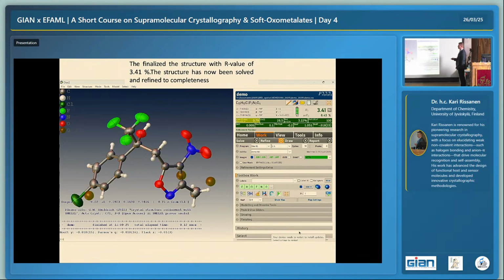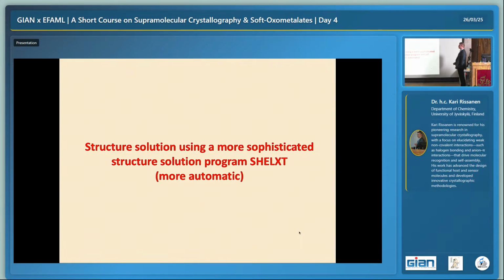And now the question is, okay, what is this? But I will show you a thing. I will show that also in there because we have some time to do this. But now there is a more sophisticated program.